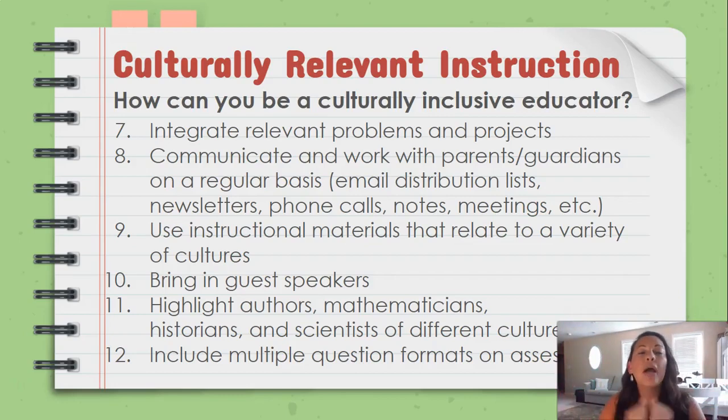We have to communicate and work with our parents and guardians on a regular basis. We need to start with that positive phone call home at the very beginning of the year. We want to email our parents, send them those newsletters, let them know what's going on, what assignments are due. Have them get those text messages, set up those meetings when they're needed, send those positive notes home. We have to have our parents buy into what we're doing so that they'll support us when we're trying to help their kids.